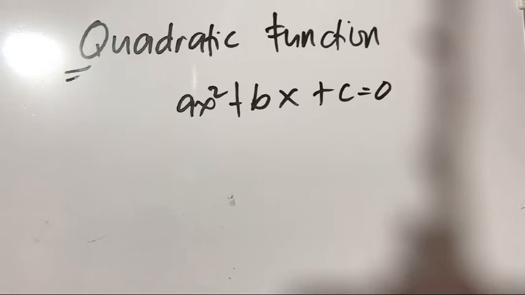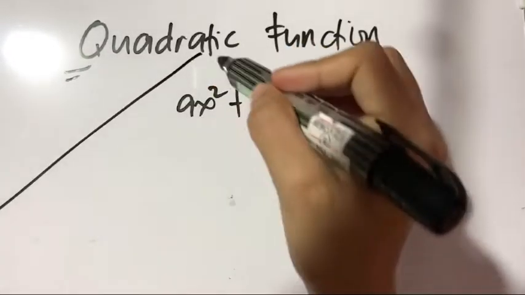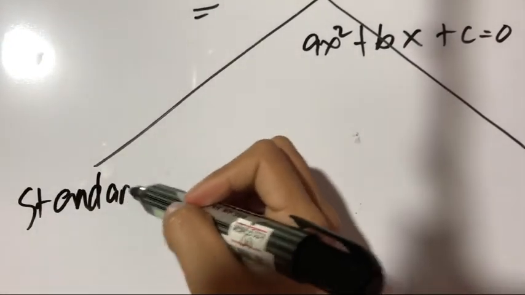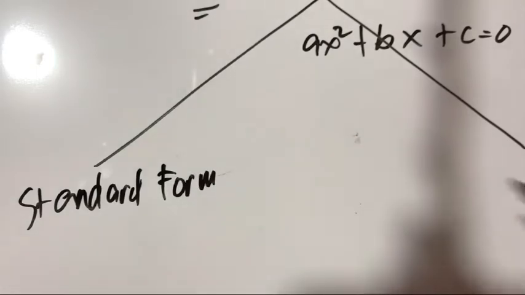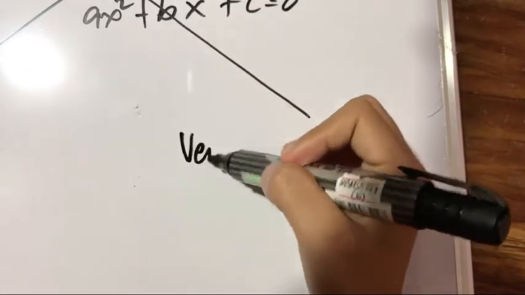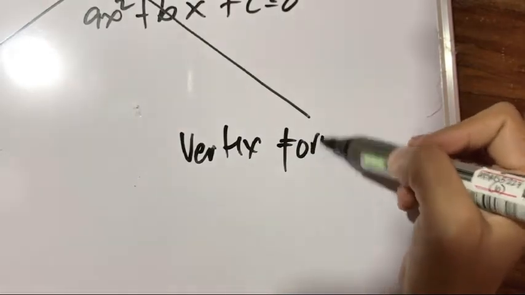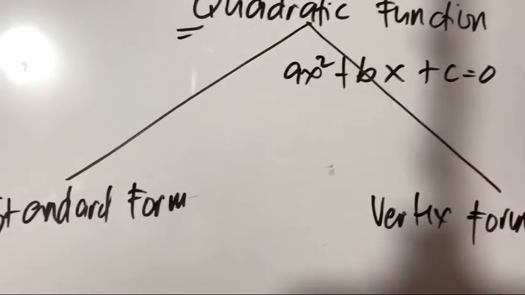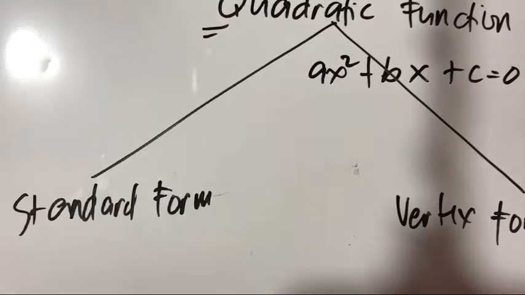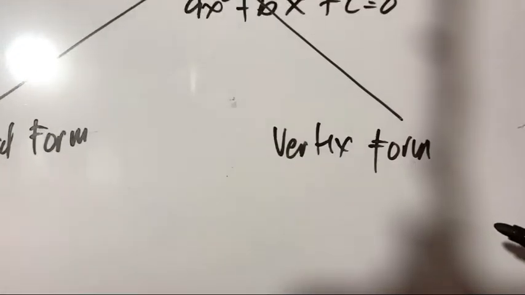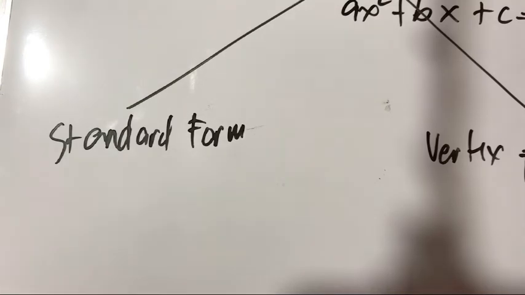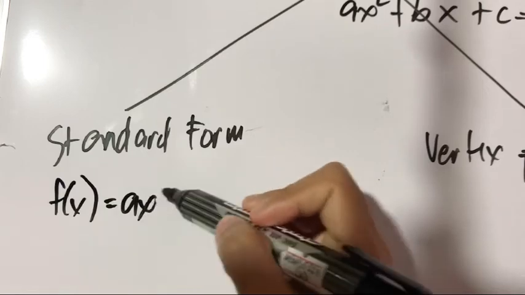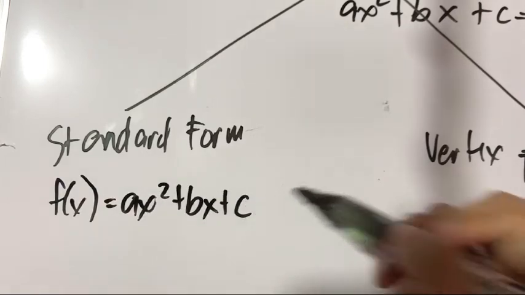So a quadratic function can be written into two forms. We have the standard form and the vertex form, no? So again, a quadratic function can be represented by a standard form, or it can be written into a vertex form. So a standard form is written as f of x equals ax squared plus bx plus c.